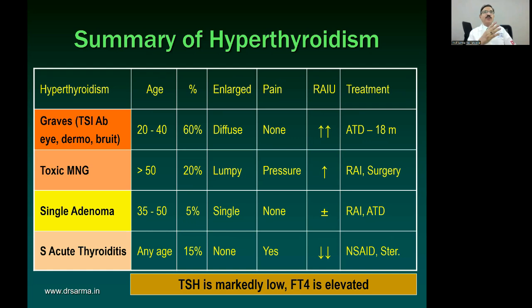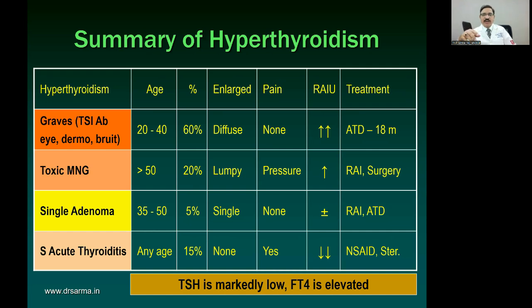Subacute thyroiditis has a painful thyroid. Radioiodine uptake is very much increased in Graves. Toxic multinodular, increased. Single nodule, only that particular nodule is increased. Subacute thyroiditis, on the other hand, may be decreased because it is an overflow of the hormone. Treatment: ATD for 18 months, no surgery to start with. Toxic multinodular, either RAI or surgery. Single adenoma, RAI, ATD, rarely surgery. And subacute thyroiditis, no antithyroid drugs, steroids and NSAIDs. This one table is sufficient to understand all we have talked about.